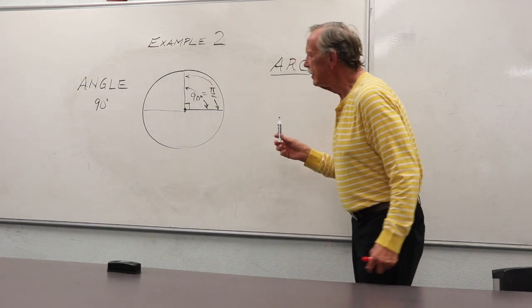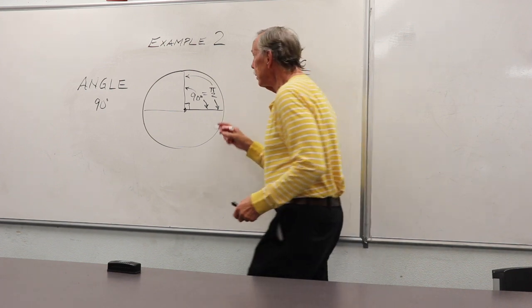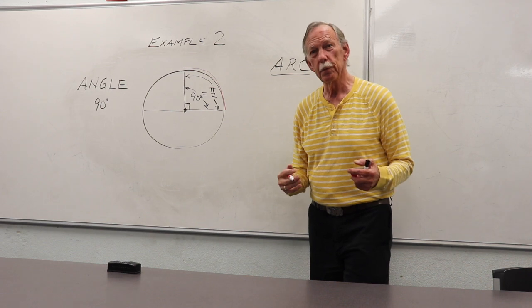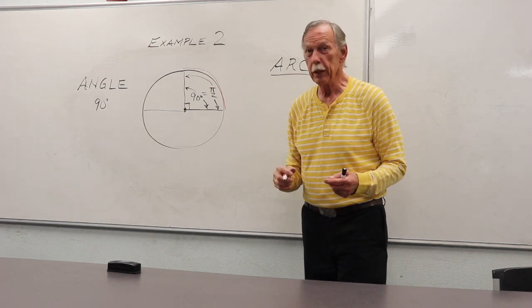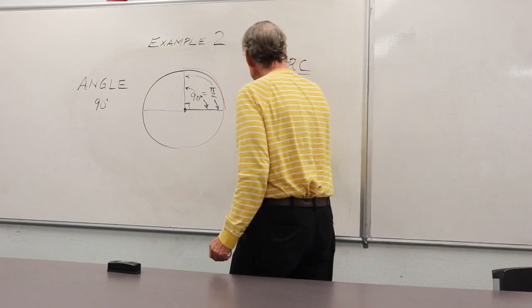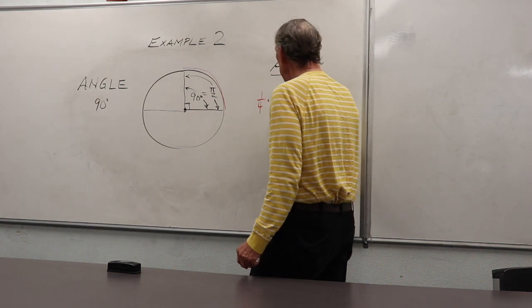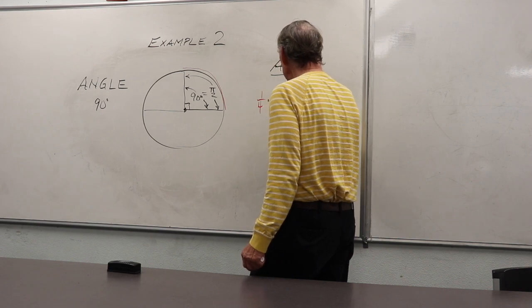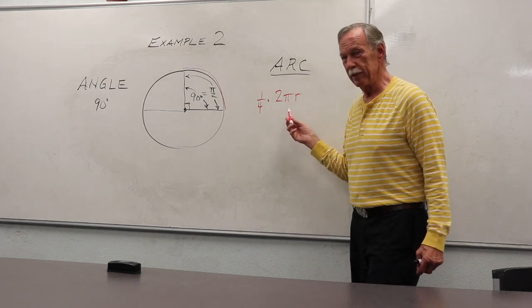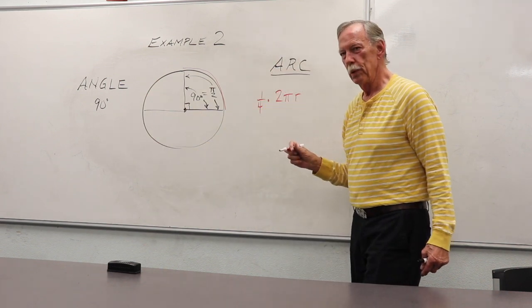Now, clearly, if the angle here is 90, you can see that this piece of arc is going to be 1/4 of the circle. Clear? Sure. So, the arc is going to be 1/4 of 2 pi r. Remember, 2 pi times the radius is a length. It's the length of the circumference, and we want 1/4 of it. Okay?